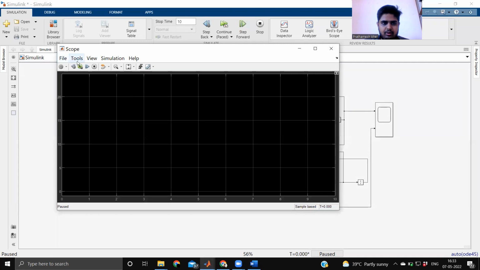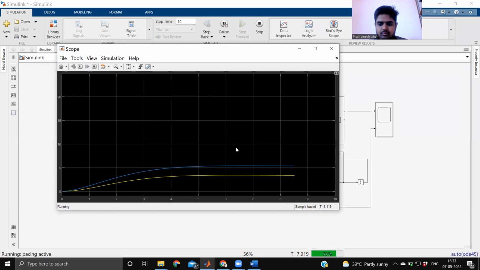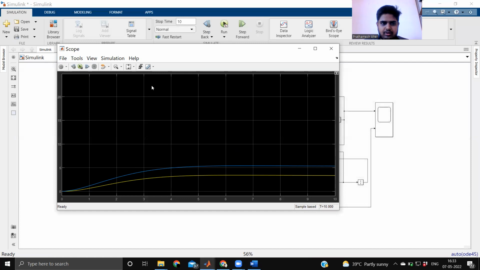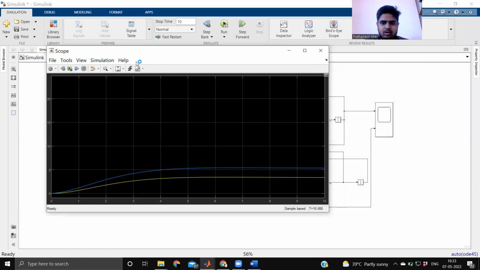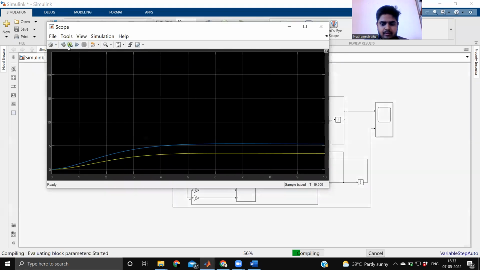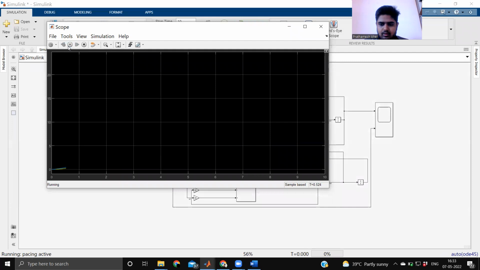The scope runs for this file. This is the scope and the output of all these signals. This is the scope of this whole diagram, shown for all the blocks. This is the block diagram and this is the scope output.